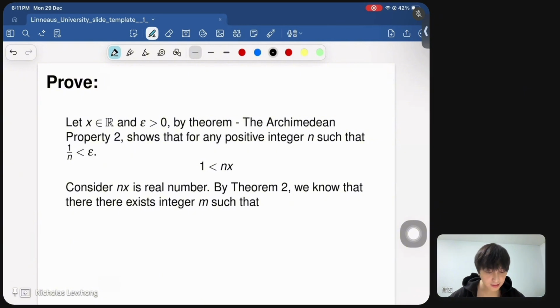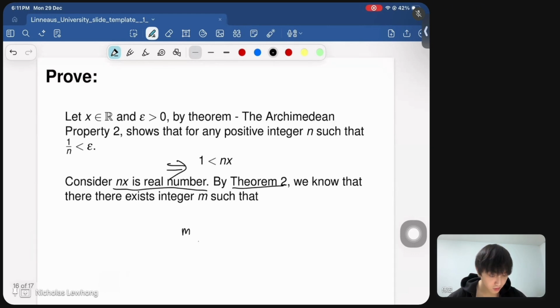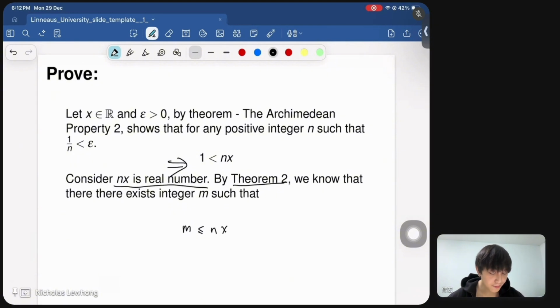So let x be a real number and epsilon larger than 0. By the Archimedean property 2, there is a positive integer n such that 1 over n is smaller than epsilon. It's a very hard proof because we need to set inequalities within inequalities. We consider that nx is a real number. By theorem 2, which we just learned, we know that there exists an integer m. So m and nx, with nx a real number, so m must be beside nx, right? So m smaller or equal to nx smaller than m plus 1. This is what we get.